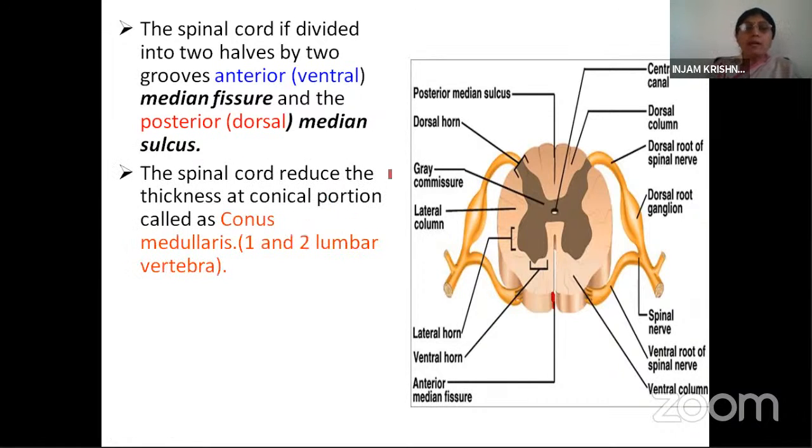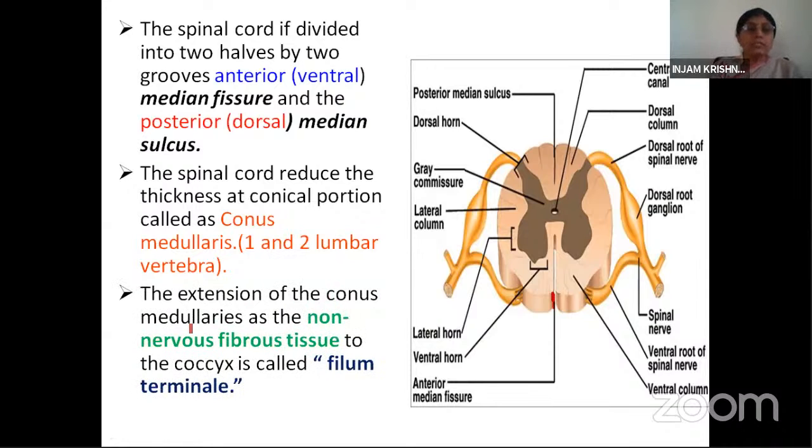And the spinal cord reduces in thickness at a conical portion called the conus medullaris. Later I will show it, but here I want to explain by using this image. It is the H shape. What is this H shape? Gray matter. This is the white matter, and this is the horn: dorsal horn, lateral horn, and then ventral horn. Just watch them. I will use these words when we go into detail.